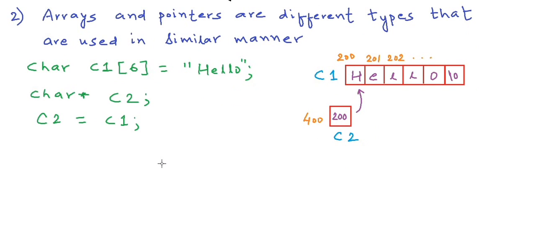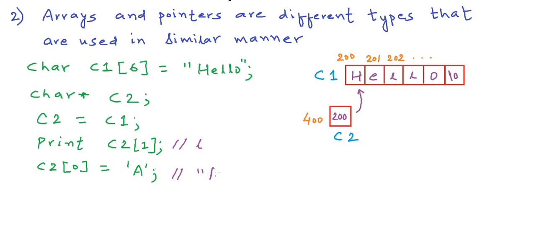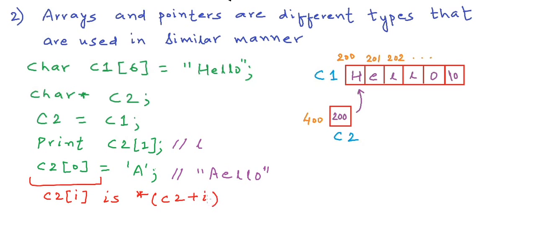Now we can use this variable C2, which is a character pointer, just like C1, to read and write into the array. So if I write something like print C2[i], let's say we want to print C2[1], then the output will be L, and we can even modify the array. Let's say we want to modify the character at 0th index to A. So the string will be modified and will become this. When we write C2[i] for any position i, it is nothing but *(C2 + i). So C2 is the base address. C2 plus i will take you to the address of the ith element.